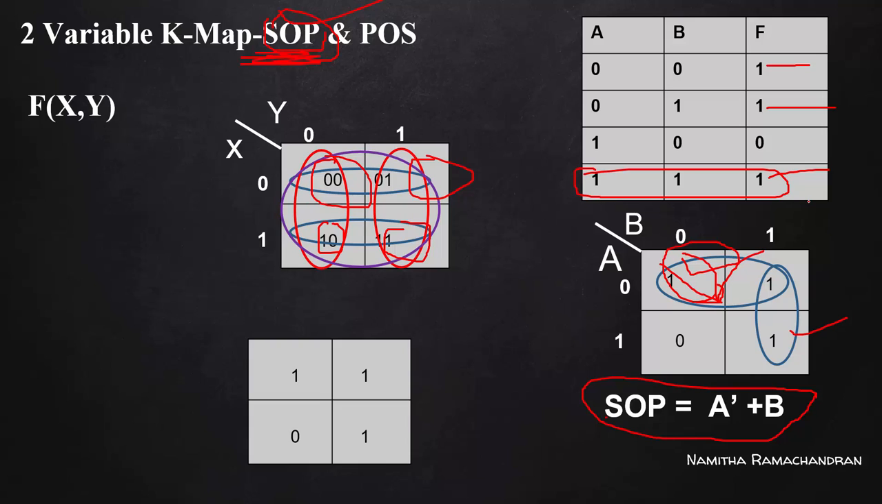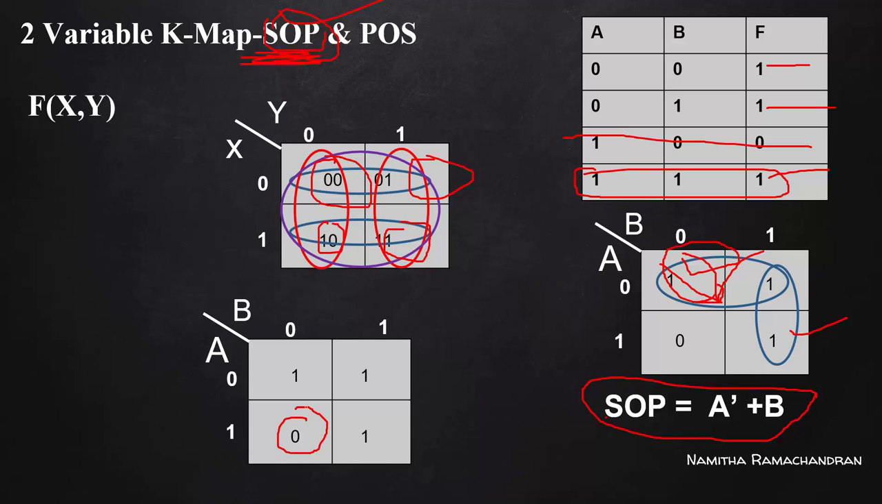Next, we can consider the POS form representation corresponding to the same given function. For the POS form, we need to concentrate on the output value equal to 0. That means we need to consider the input combinations whose output is equal to 0. Here we have only one cell with value 0, so the maximum possible group is this single cell only.